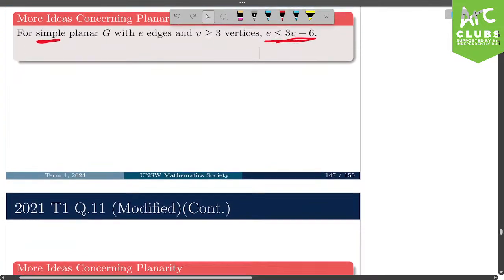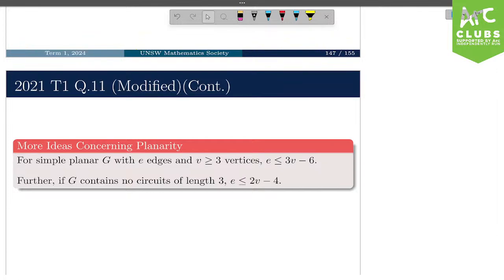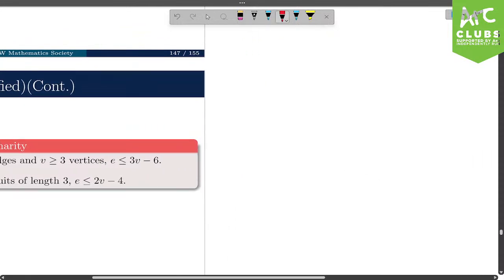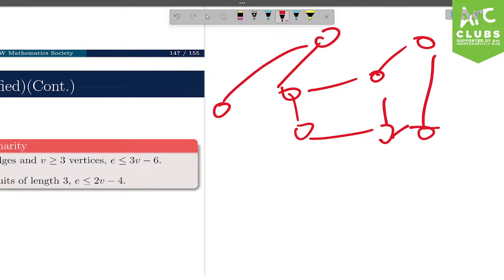Actually, I'll introduce the other result. But we also have, furthermore, if G contains no circuits of length 3, E is less than or equal to 2V minus 4. These are actually two very cool results. I'll quickly sketch the proof, but if you try and imagine a planar graph that tiles the 2D plane, something like this, say. What you want to use is Euler's vertices-faces-edges theorem, for one. And another thing you want to use is the fact that each edge is bounded by two faces.